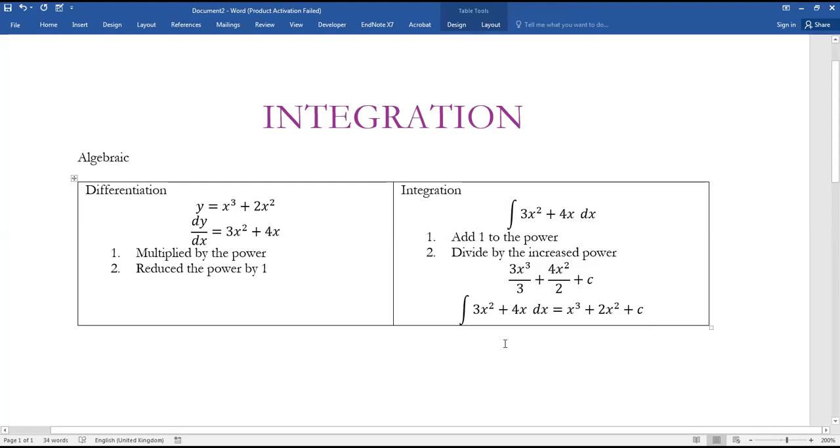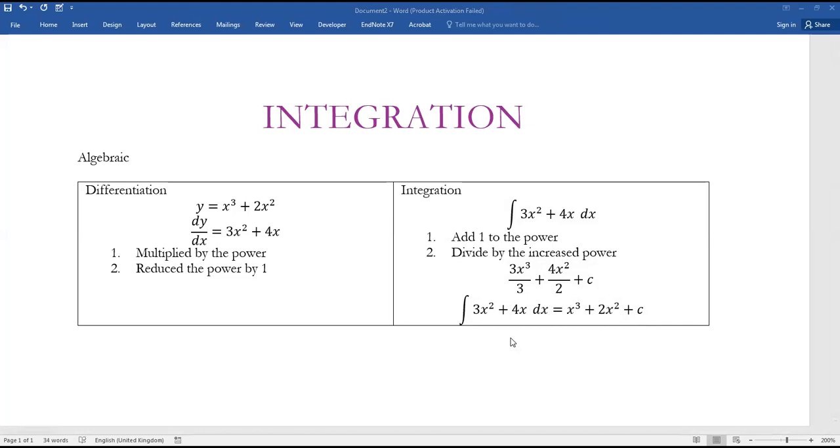Yes. Well, I have one question. The same thing that you're explaining: why do we add C? Okay, I'm explaining that. Don't worry, don't worry.